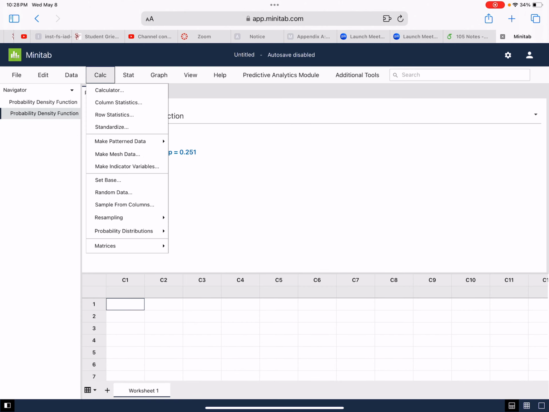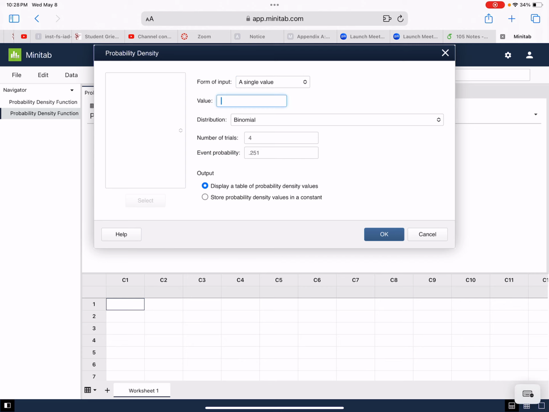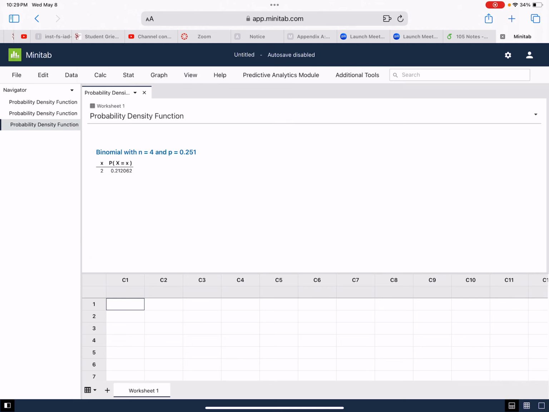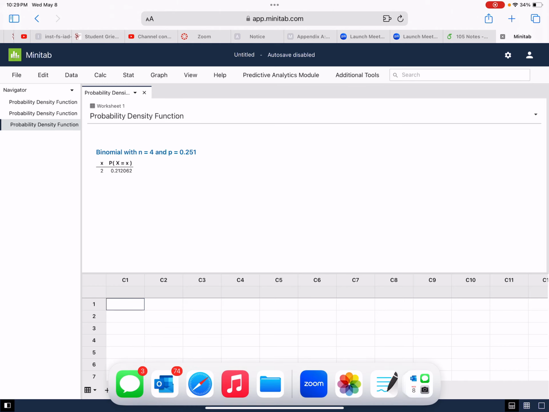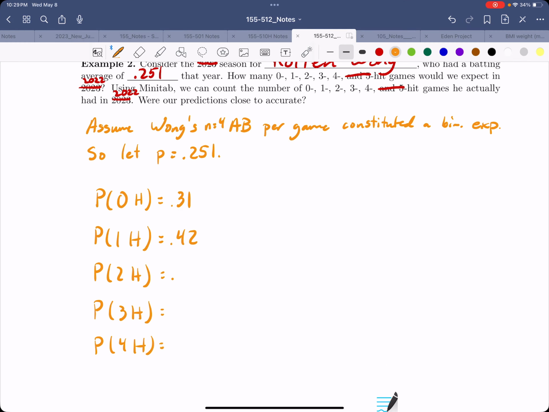All right, what about 2 hits? Well, again, here. Change the 1 to a 2, and we're good. And we get about 21%. And so you see how we're creating our probability distribution, our binomial probability distribution.